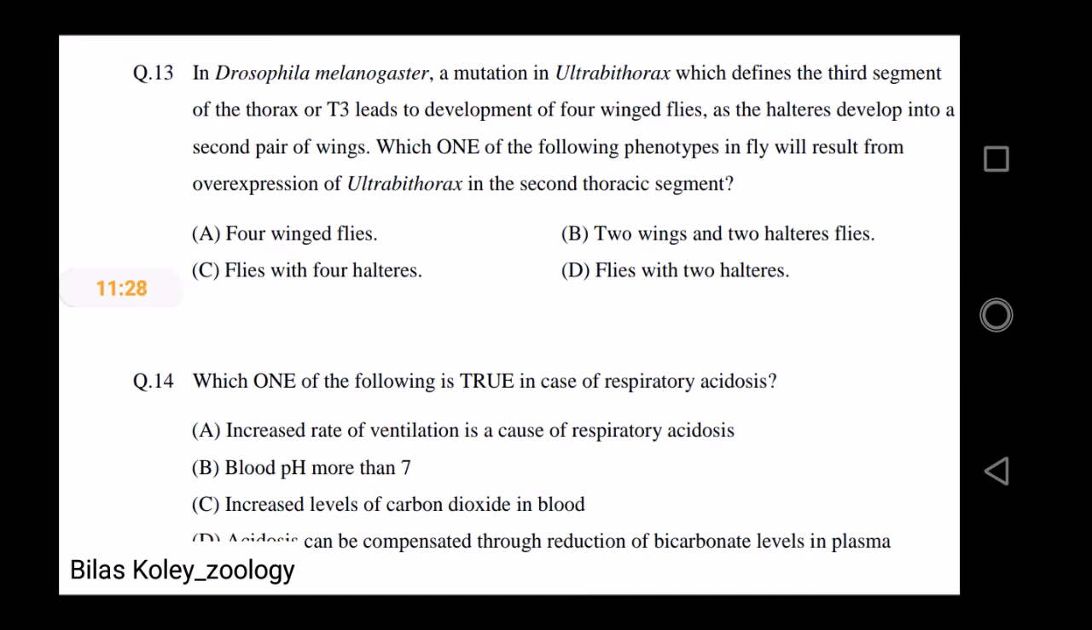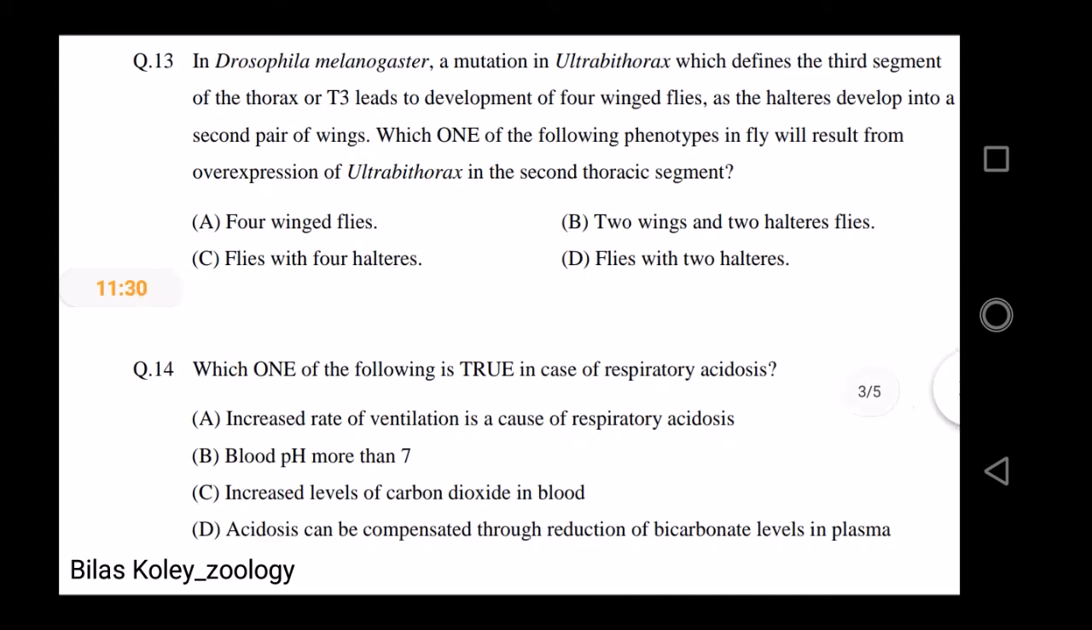Now, we will discuss question number 14. Which one of the following is true in case of respiratory acidosis? And the options are: increased rate of ventilation is a cause of respiratory acidosis, blood pH more than 7, increased level of carbon dioxide in blood. Acidosis can be compensated through reduction of bicarbonate levels in plasma.